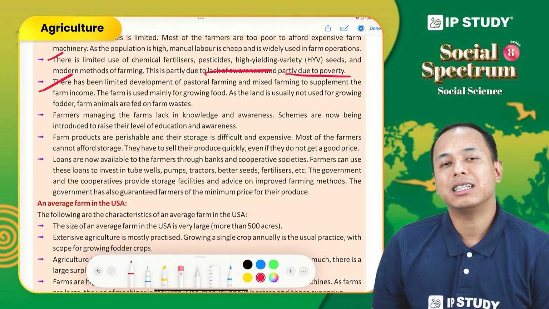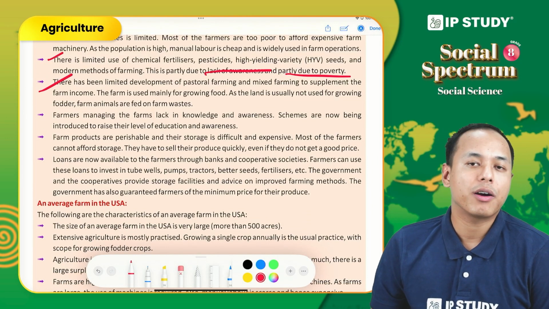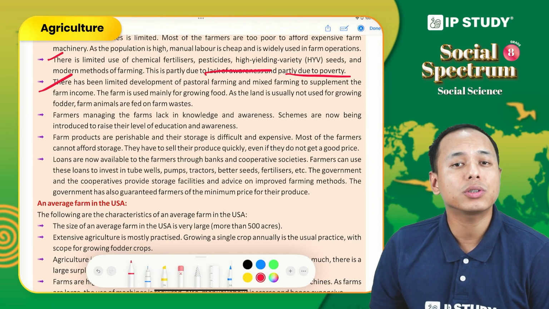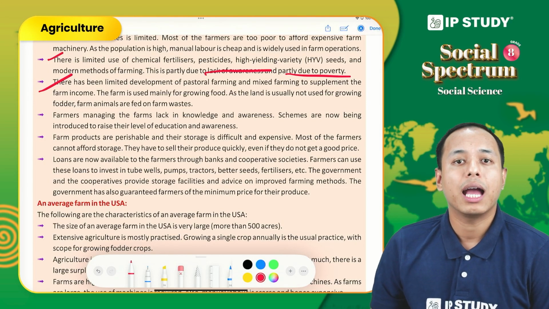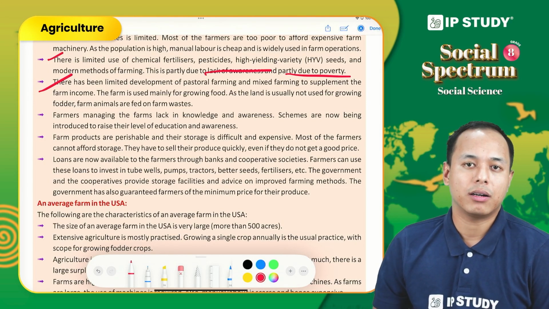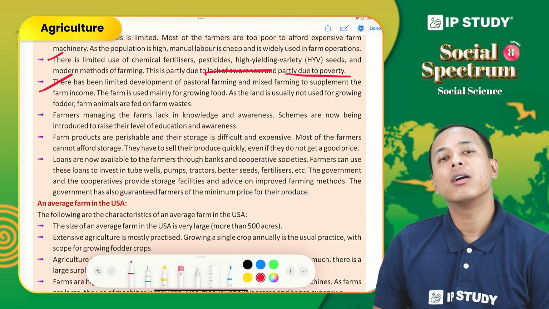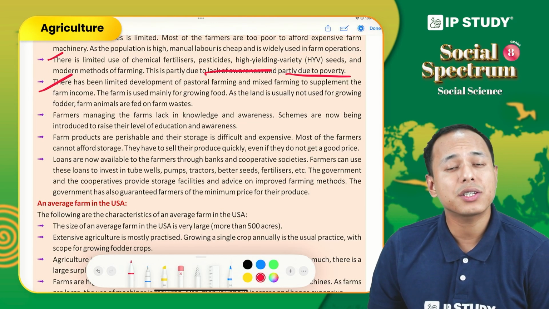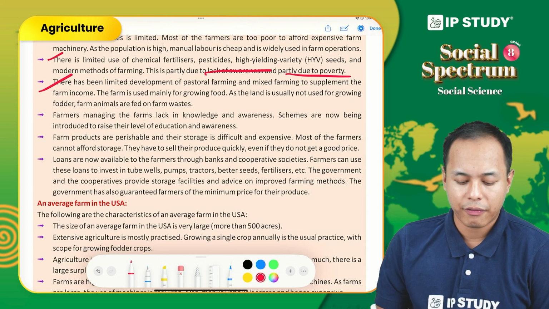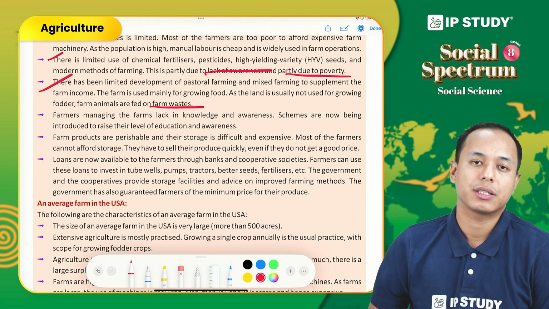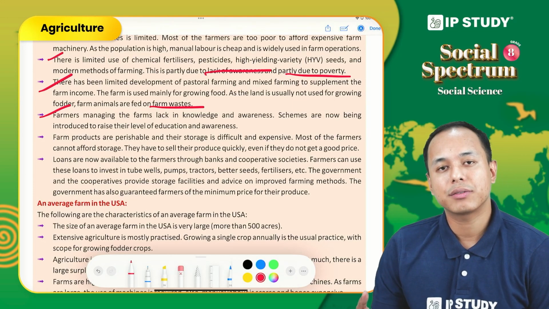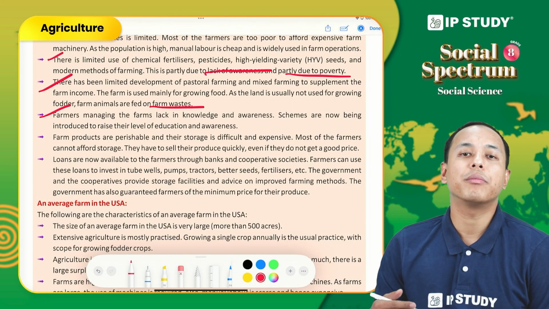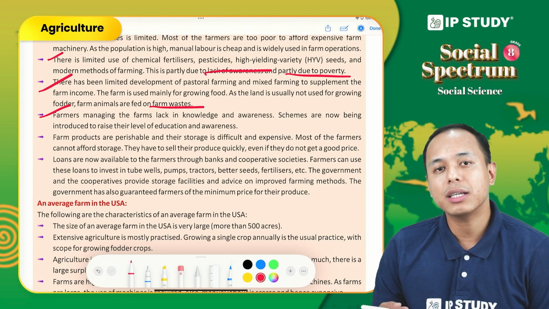There is little development when it comes to pastoral farming or mixed farming, since most of the land in the farm is used for production of food crops, and there is very little land dedicated for cultivation of fodder. As such, animals in the farm are mostly fed farm waste. Farmers managing the farm lack knowledge, so it is necessary to upgrade their level of education and awareness.